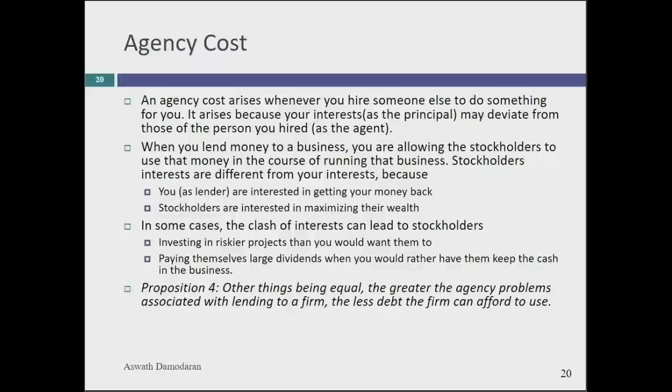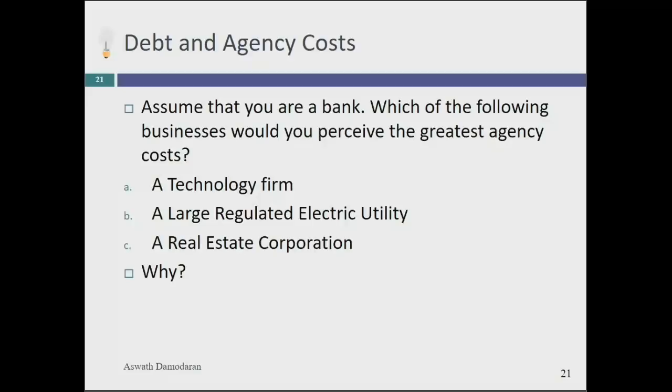So let's think about agency costs. And let's think about where the agency problems are going to be greatest. And the best way to think through this is think like a lender. Think about what kinds of companies you worry about your debt the most, because those are the companies where the agency costs are going to be greatest. So you have three choices here. You can lend to a technology company. You can lend to a large regulated public utility. Or you can lend to a real estate company. Which one are you going to be most uncomfortable lending to?